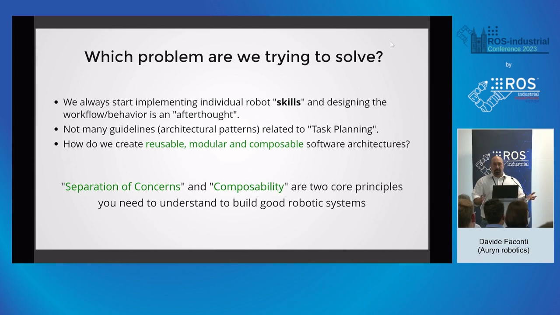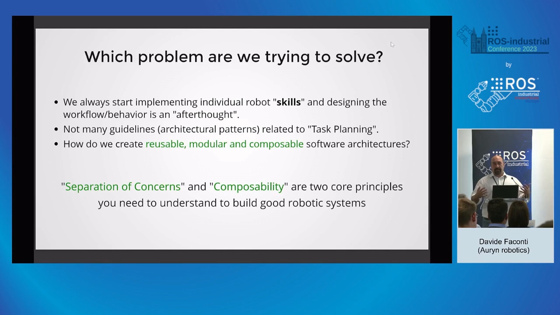So what is the problem we are trying to solve here? Why do we need a library like this? Historically in robotics, we were always focusing on what the robot does in terms of skills. Can the robot navigate autonomously? Can the robot do path planning and motion planning?